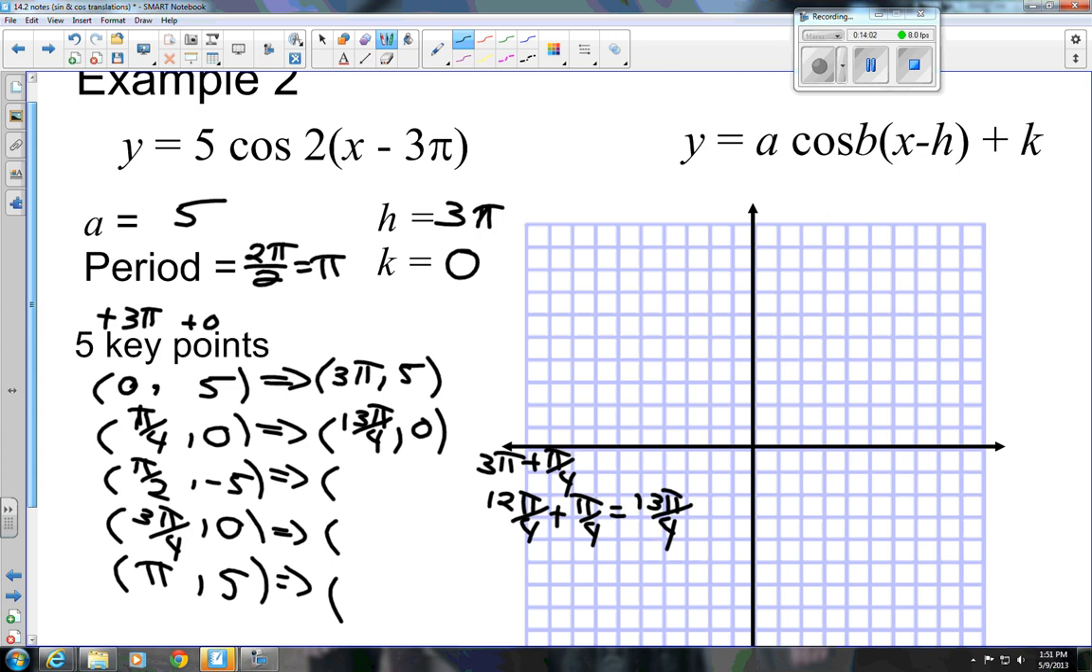Okay, next one, pi over 2. I need a common denominator again. So I have 3 pi plus pi over 2, 6 pi over 2 plus pi over 2 is 7 pi over 2. So I've got 7 pi over 2, negative 5.